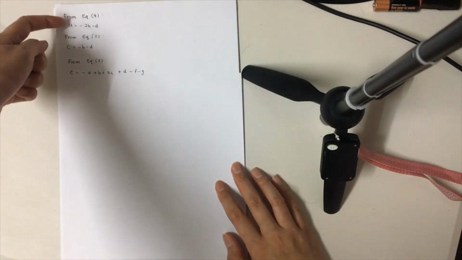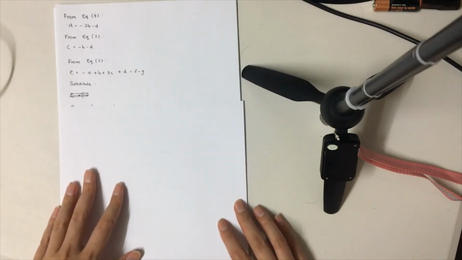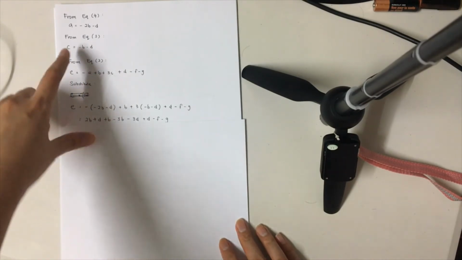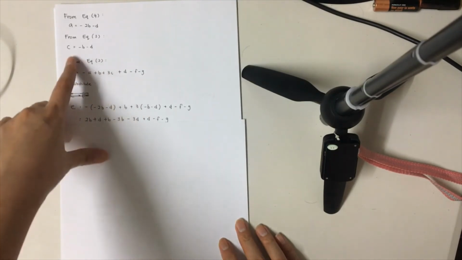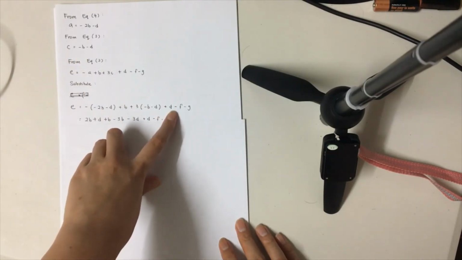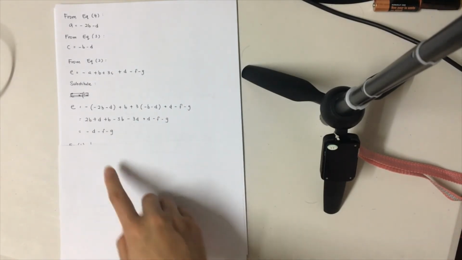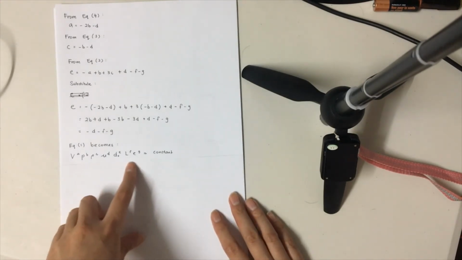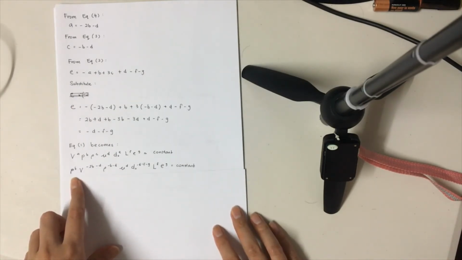So we substitute these two into this equation here. Substitute this in: -a, which is from here, plus b plus 3c, which is substituted in here, plus d minus f minus g, and we get this equation, and finally this. Then equation 1 becomes this equation. This is P, I bring it over.